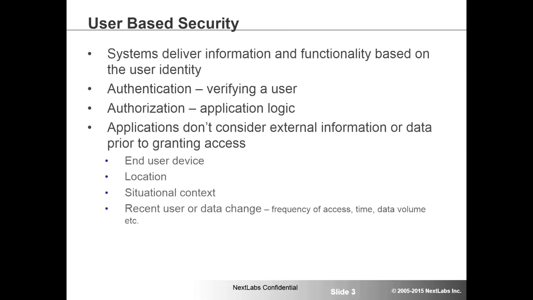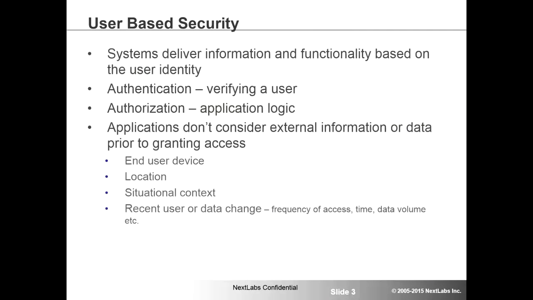So a lot of what we're talking about today has to do with the fact that most security is based on a combination of authentication, or verifying who a user is. Applications have typically performed the logic and the authorization aspect of a user. And the framework that we're talking about today allows applications to consider external information or data prior to granting access. And there are a number of different things that are important. And these are things like the end user device the user is on, or their location, or some sort of situational context. This could be the location of a computer.